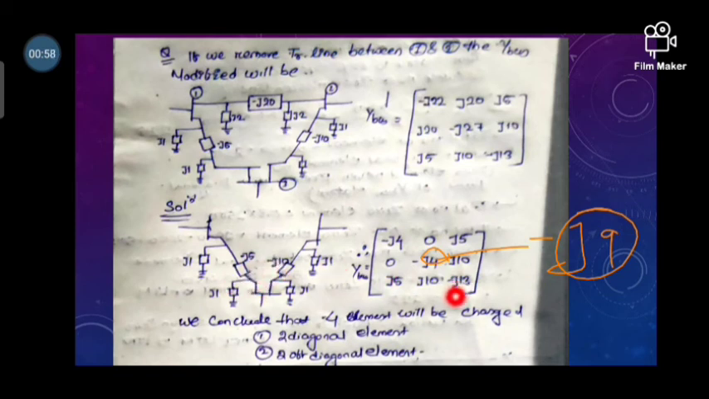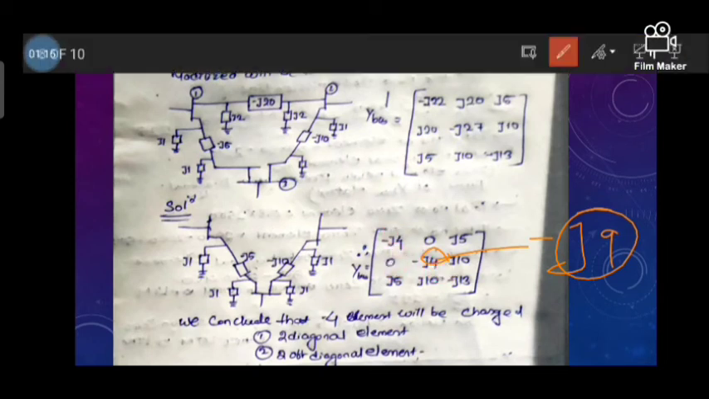So see here, minus j13, that is the same as in the previous network. So that is also minus j13. So no parameter will be changed in this, only that parameter. So now we are going to see about the off diagonal elements.